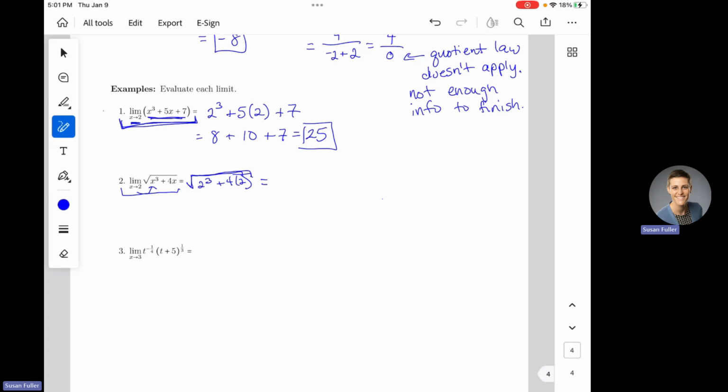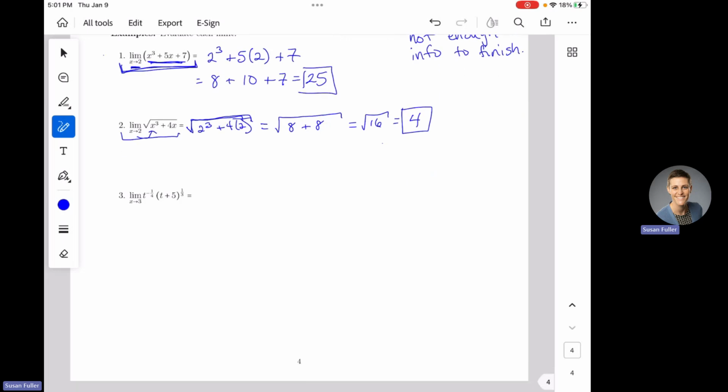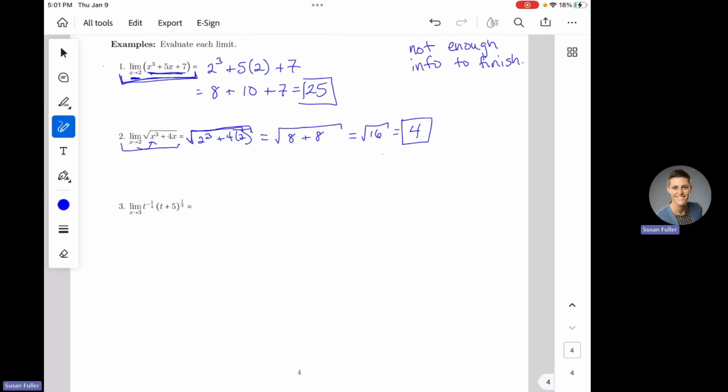And when we do that, we are going to get the square root of 2 to the third, which is 8, plus 4 times 2, which is 8. We're going to get the square root of 16, and the square root of 16 is 4. Again, that's a number. We're not at a weirdo. That y value is our limit. And even when things get scary, stay the course and do the arithmetic.